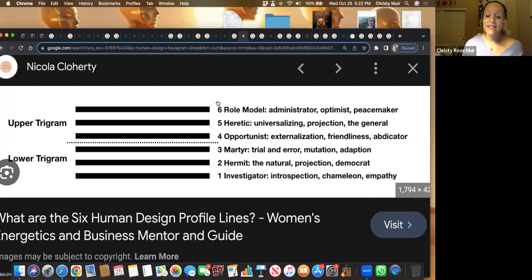Now, the sixth line is seen as the culmination of the hexagram. So it contains the wisdom that is learned from all of the other lines. And it's a role model, administrator, optimist, and peacemaker because it's gleaned wisdom. Now, there's something to know about the sixth line because it has a very specific life path. The sixth line, everywhere that you see a sixth line or a six after the hexagram number on a body graph, you'll know that the energy represented by this hexagram in this person's design has gone through a three-phase process of life.